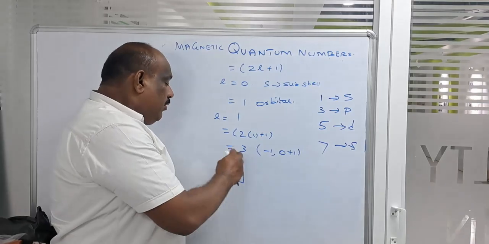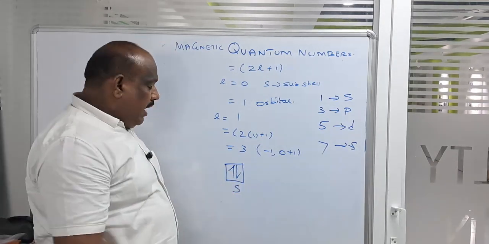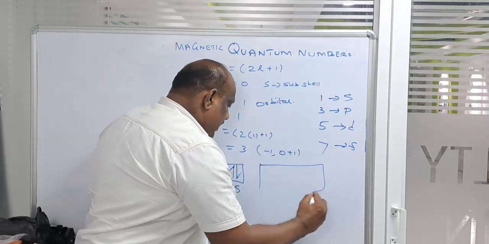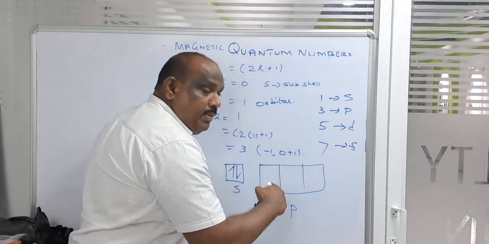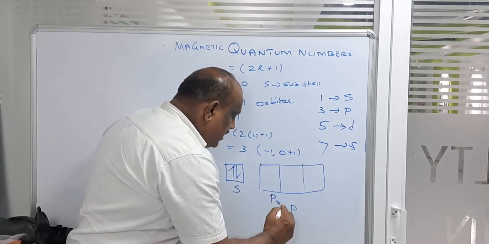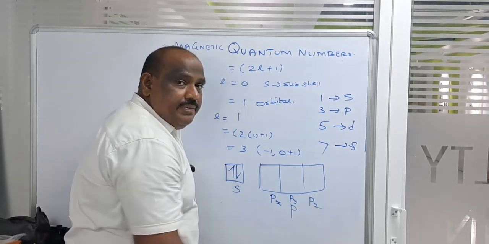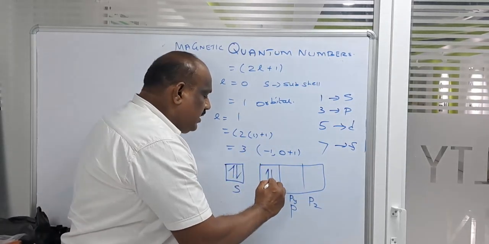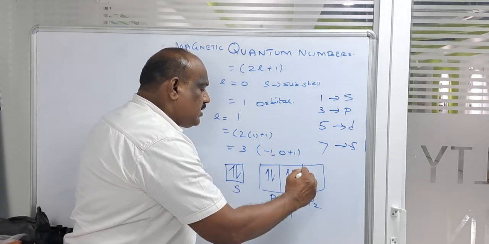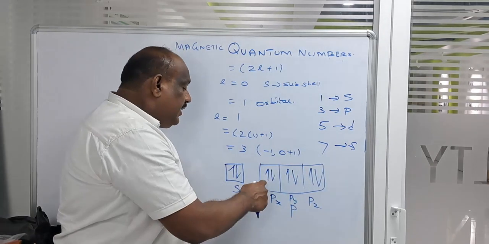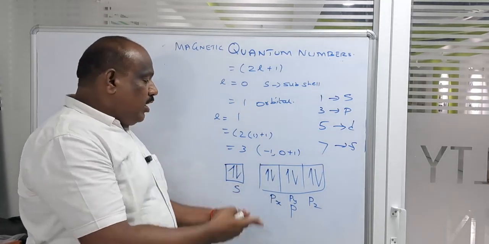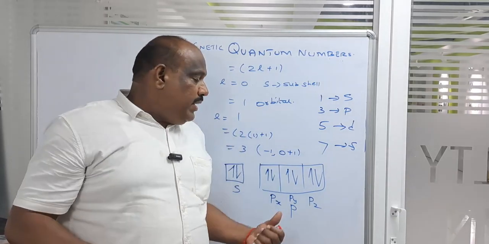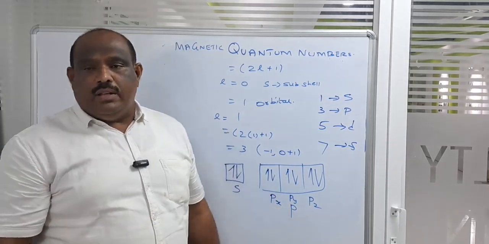So this is the way every orbital works. S orbital will have 2 electrons. Now P has how many orbitals? 3 orbitals. What are they? Px, Py and Pz. Every orbital can hold how many electrons? 2 electrons. One in this direction, one in this direction. This rotation of the electrons, either clockwise or anti-clockwise, indicates the spin quantum number. That is the fourth quantum number.